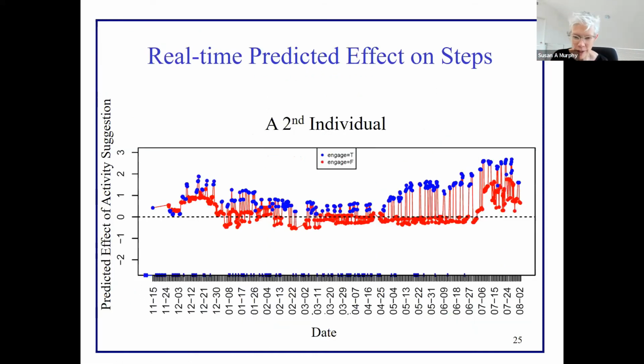So here's another individual. This individual started in November of last year and went through the summer of this year. So in August was the last time. That's on the horizontal axis. And there's a dot, all the dots, the heights of the dots are the predicted effect of sending a message versus not. So, positive is good, negative is not good.